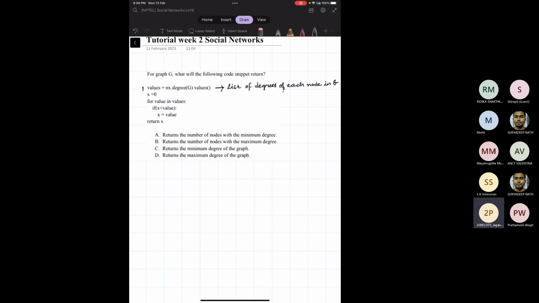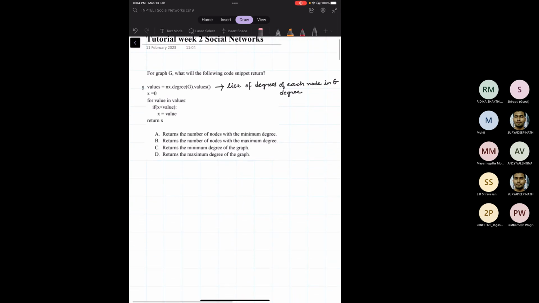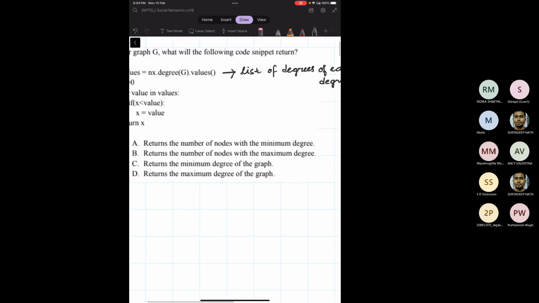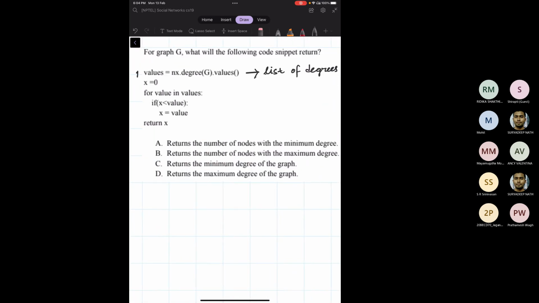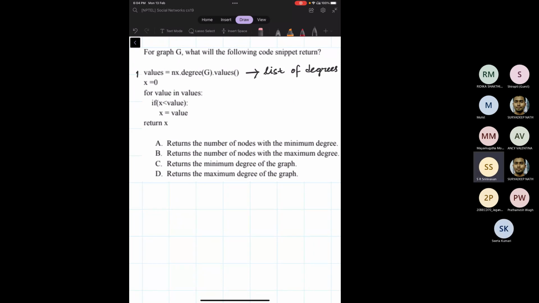Degree... So is the screen not always visible, sir? Is the screen not visible? Wait, let me check. Can someone else also confirm? The screen is visible, but the display width is quite low. So, is it small? Yeah, now it is better.